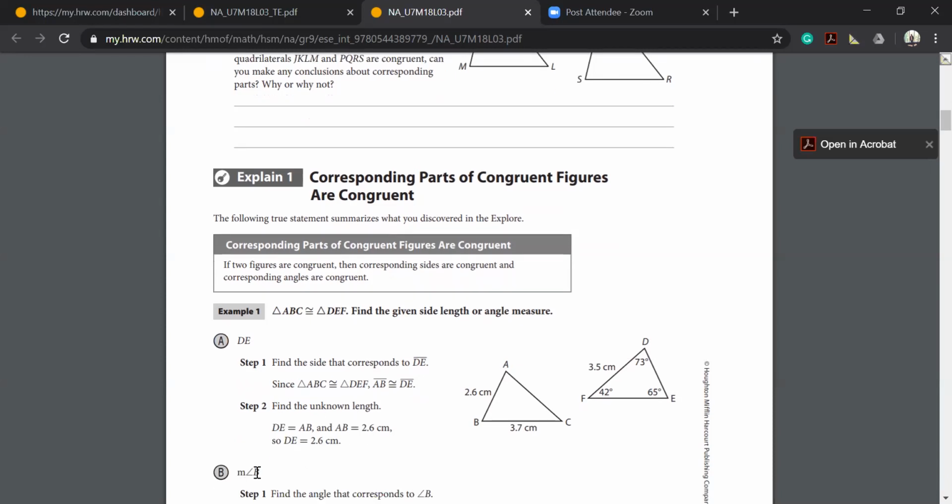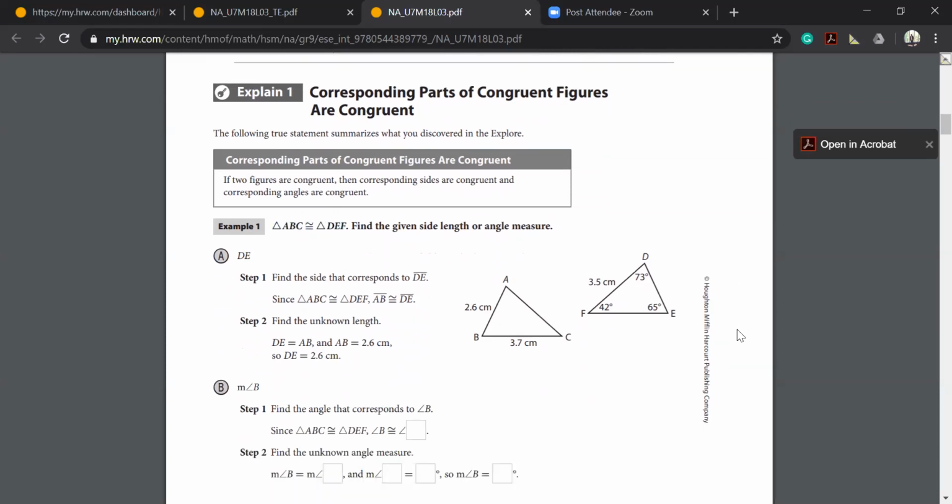Let's do the same thing for measure angle B. From the name, angle B corresponds to angle E, right? So angle B is congruent to angle E, right? Let's go to the picture. Angle E is 65 degree. So angle B is 65 degree. So this is what we are going to write in here.